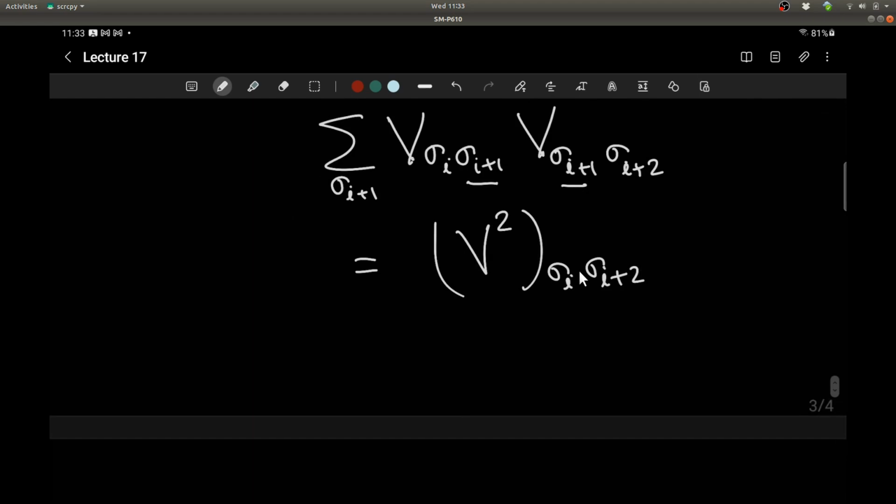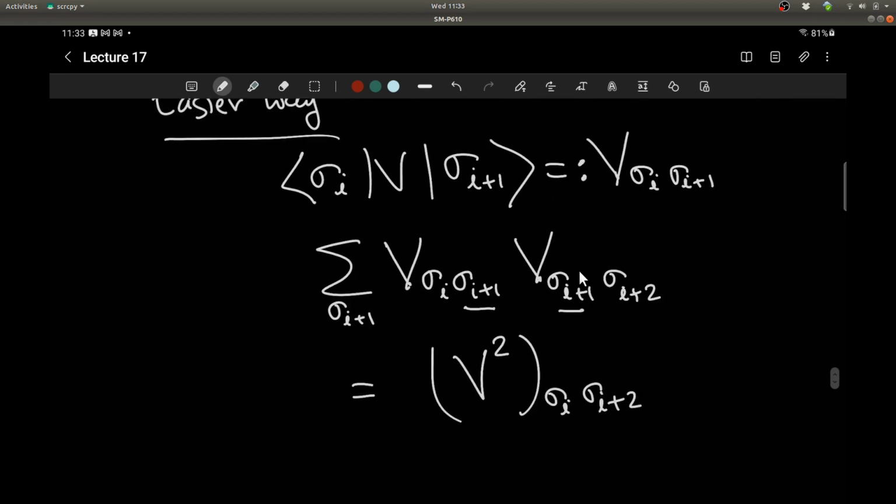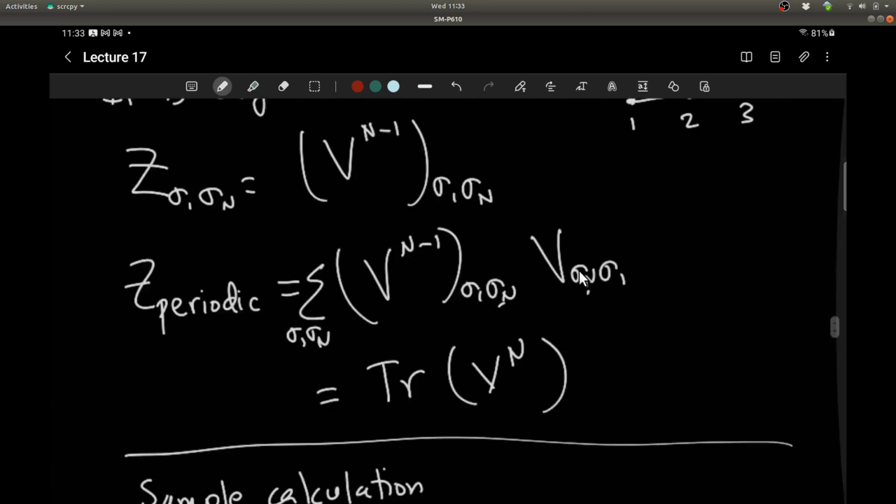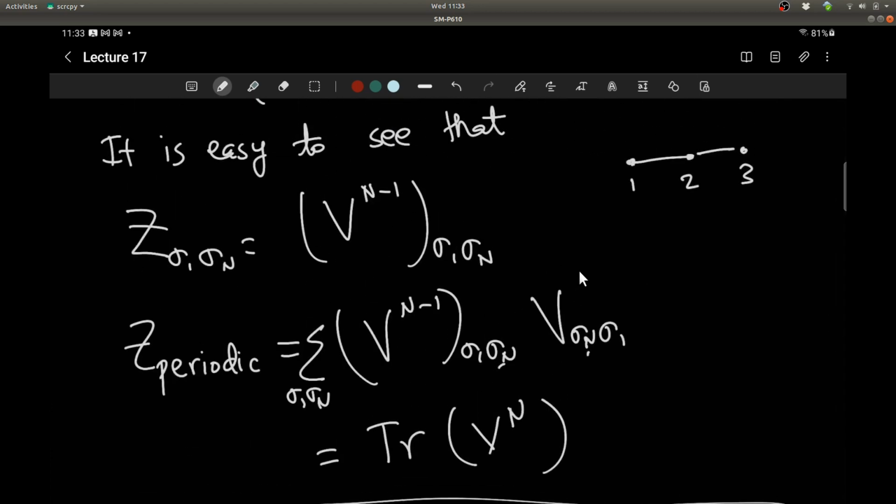Sir, here you are using two Z's, Z sigma 1 sigma n and Z periodic. What is the difference between them? Yeah, so what is the difference? Here sigma 1 can take two values, sigma n can take two values. So there are four possible boundary conditions, and V power n minus 1 is also a 2 by 2 matrix. So each entry in the matrix will give you one such partition function. If I take sigma 1 equal to sigma n equal to plus half, then it's like the upper left corner. Off diagonal will be one being plus and the other being minus. So this is right. You pick the sigma 1, sigma nth element of this matrix V power n minus 1. That's what this says.